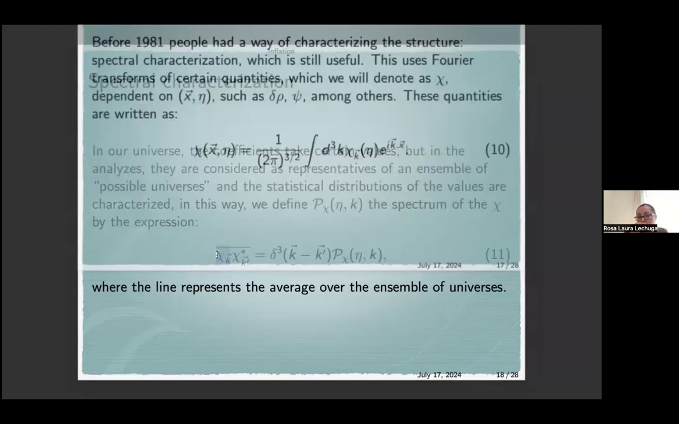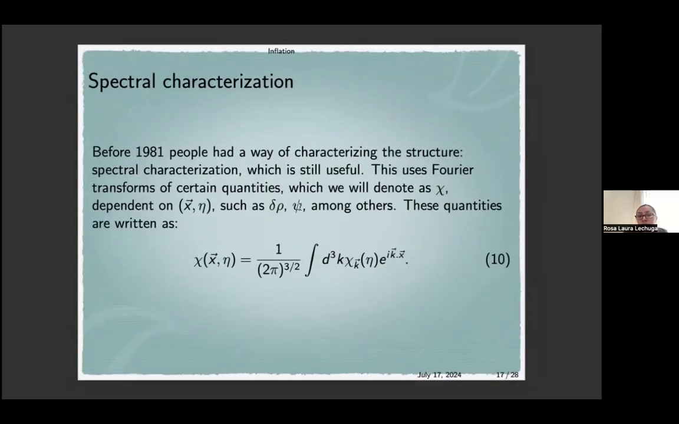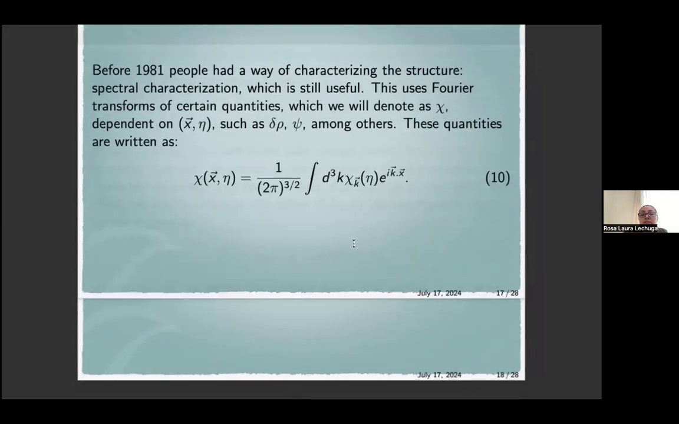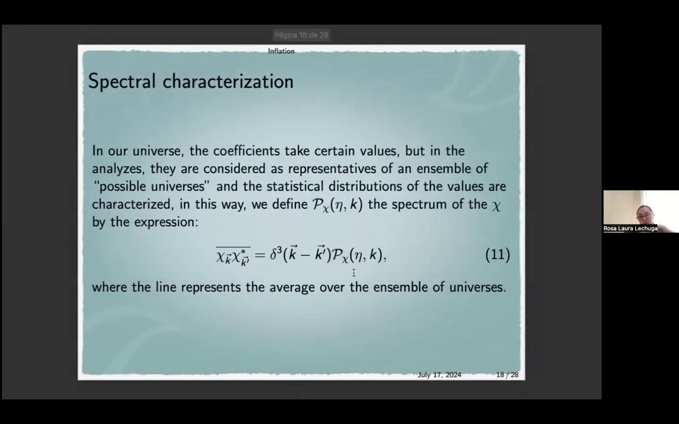But I mentioned the possible candidates to describe, for example, the pressure, the density, to describe the full spectrum. And again, the line over this quantity, where this represents the complex conjugate, and the line represents the average over the ensemble of universes. And the universes are the possible universes that people consider to perform the analysis.